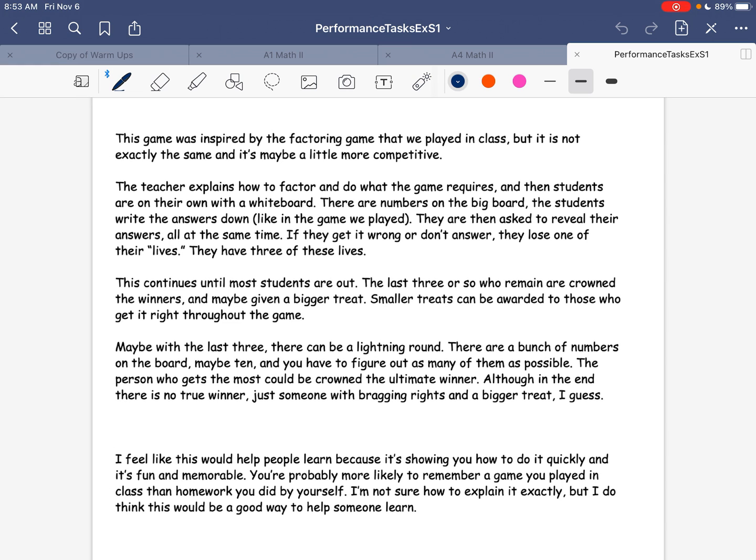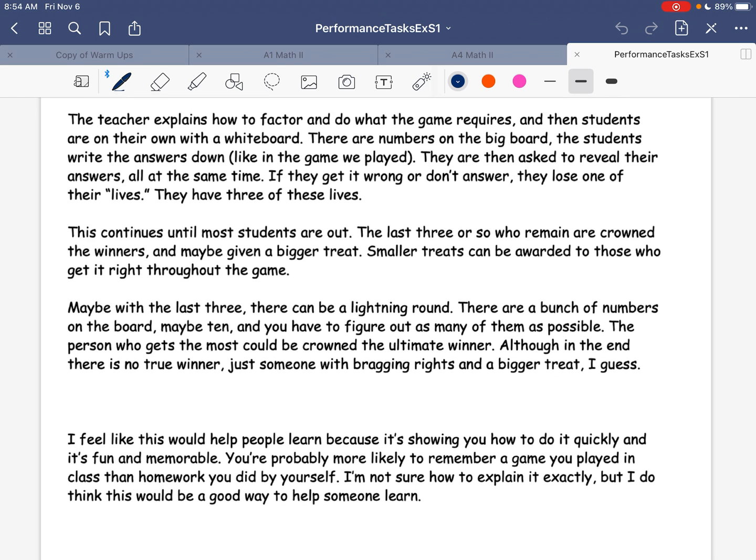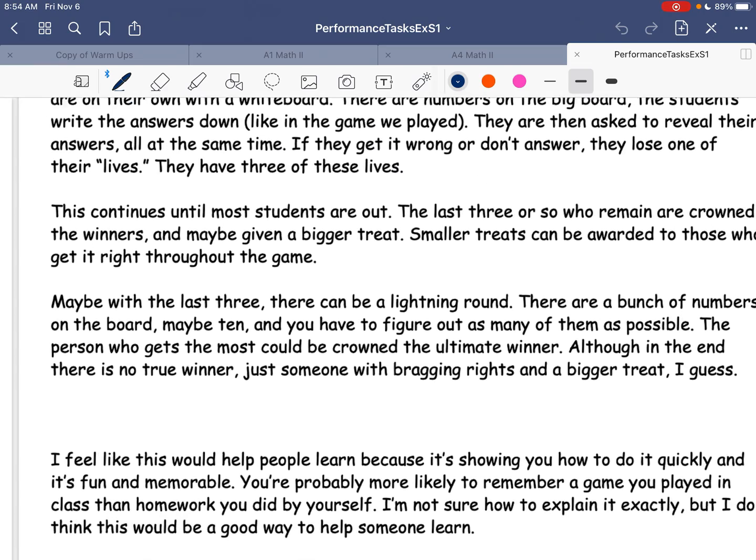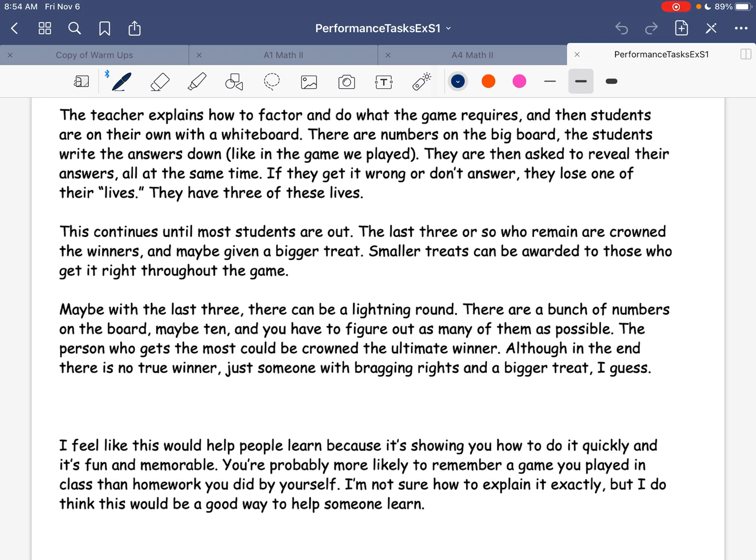This one, I haven't had a lot of examples that I've shown you that have been just writing, but this one was about the game. So I'm just reading, hang on, just to read the answers at the same time. Okay, so it's kind of like elimination, I guess. Everybody has their own whiteboard, and they write the two numbers that multiply to the end term and add to the middle term. And then if they get it wrong, they lose a life, I guess, and they have 3 of those lives, and the last 3 standing get crowned winners. And there could be a lightning round, they said, with the last 3. So I thought it was a cool idea.